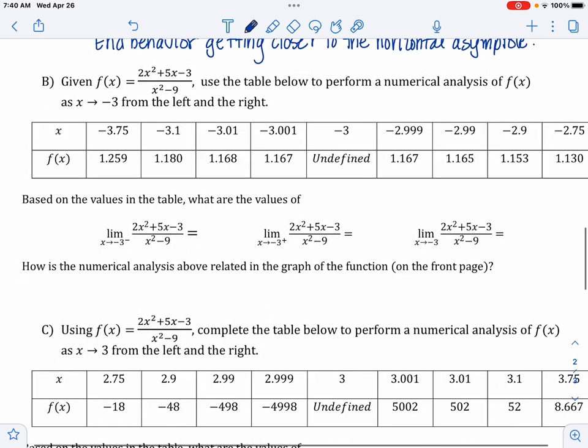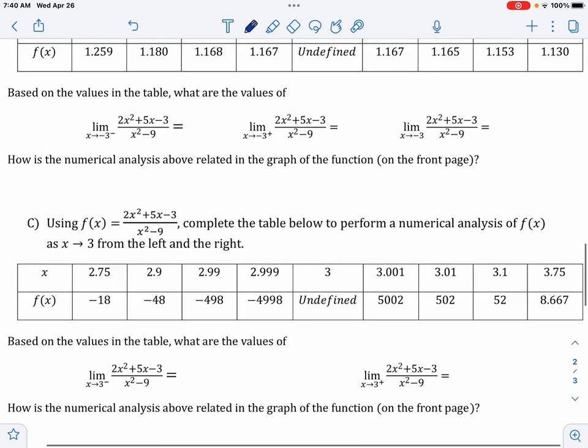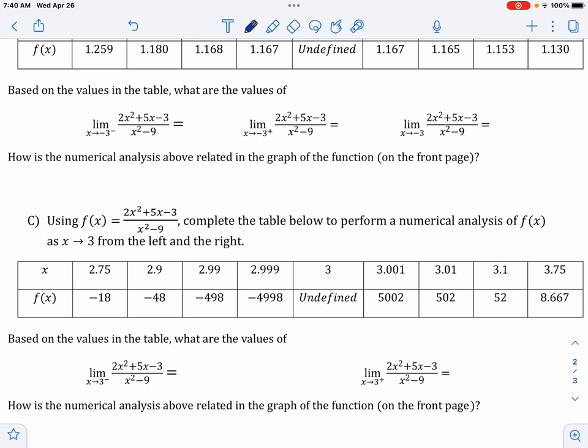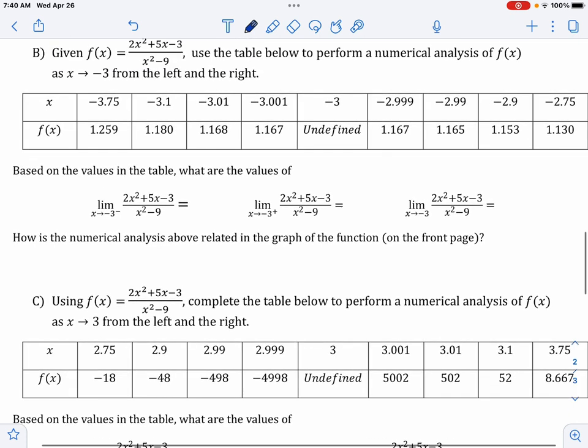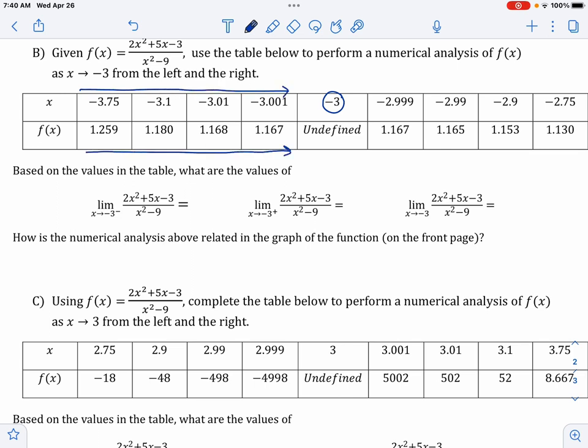All right, next one. Given the same function, use the table to perform a numerical analysis of f of x as x approaches -3. So based on the values in the table, we have the limit as x approaches -3 from the left, from the right, and then what's the limit, okay? So we're going to approach -3 from the left. So here's -3 right here, okay? If we're approaching -3 from the left, we're looking this way and we're looking at the y values. We're saying what's happening to our y values.